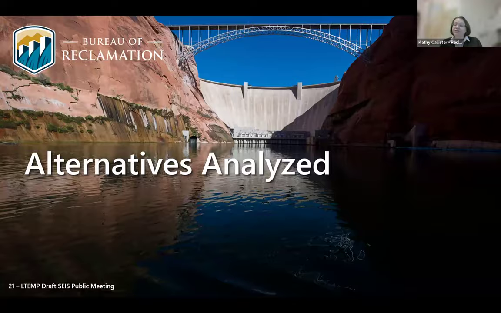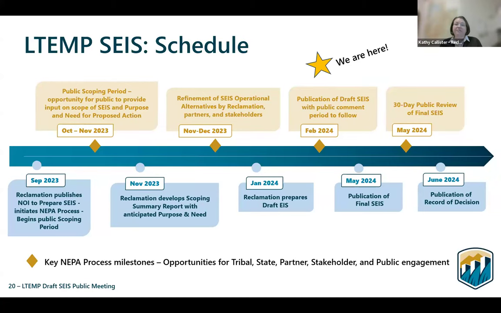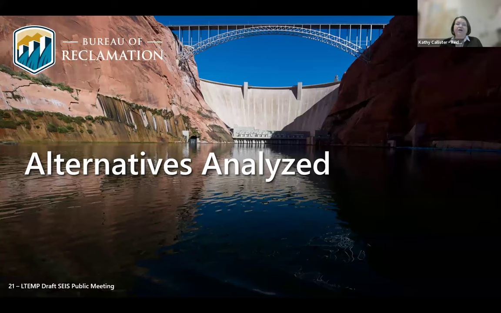We're hoping to publish the final SEIS in May 2024, and we're hoping to have a record of decision in June 2024. There is a 30-day public review of the final SEIS that we're hoping will take place in May. And again, what is driving this schedule is the need to take action as soon as possible this summer if we see the temperatures below the dam rising to the point where smallmouth bass are spawning. With that, I'm going to turn it over to Bill Stewart, and he's going to take us through the alternatives analyzed.